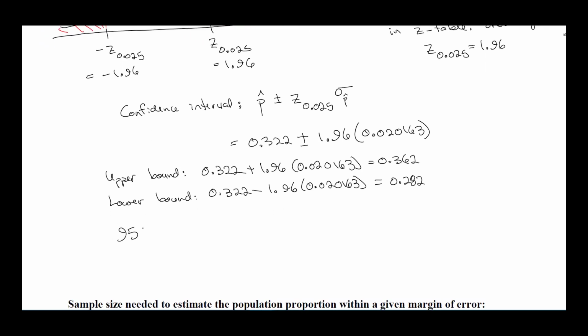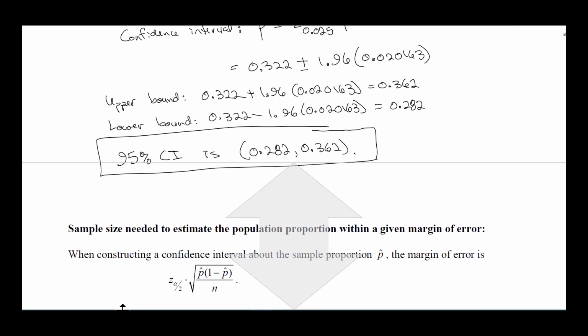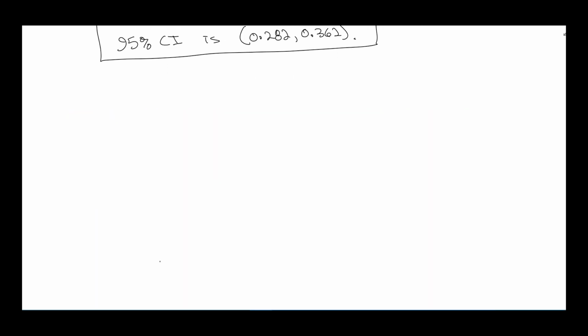So our 95% confidence interval is 0.282 to 0.362. Now make sure you remember to always put the small one first. Sounds obvious, but it's easy to forget. Okay, so let's talk a little bit about interpreting these, and let's also look at how these are relative to each other. Let's do a little sketch.